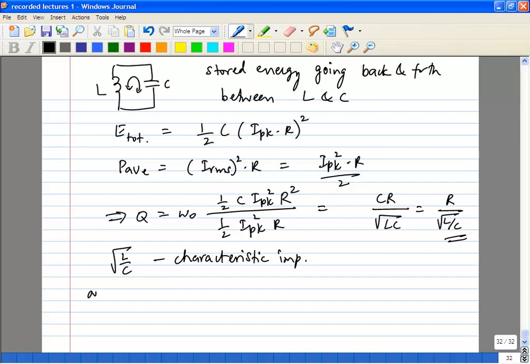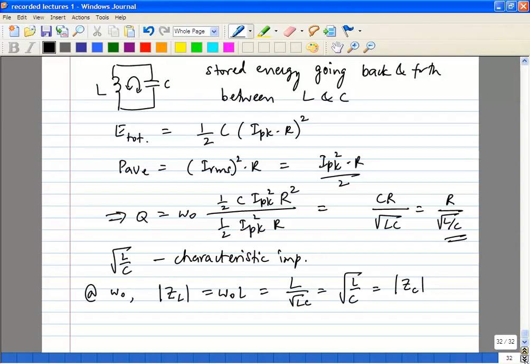And at resonance, the magnitude of the impedance of the inductor is omega naught times L, which is L over root LC, which is root of L over C, and this also is the magnitude of the impedance of the capacitor.